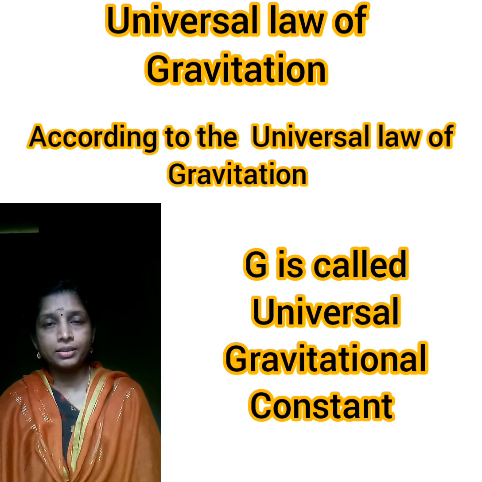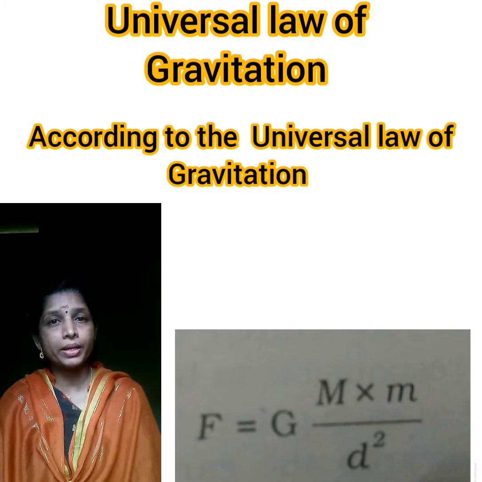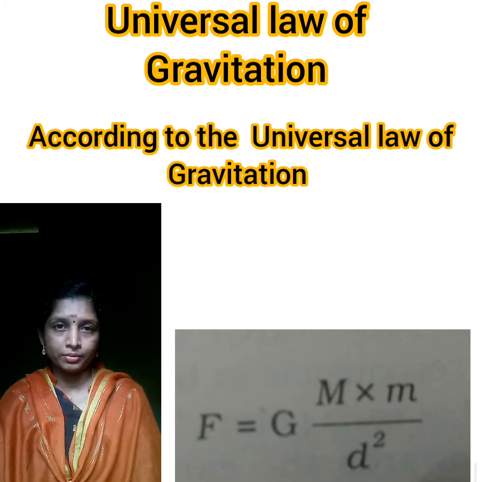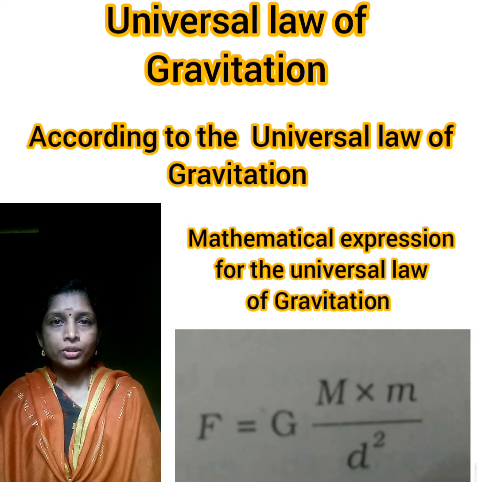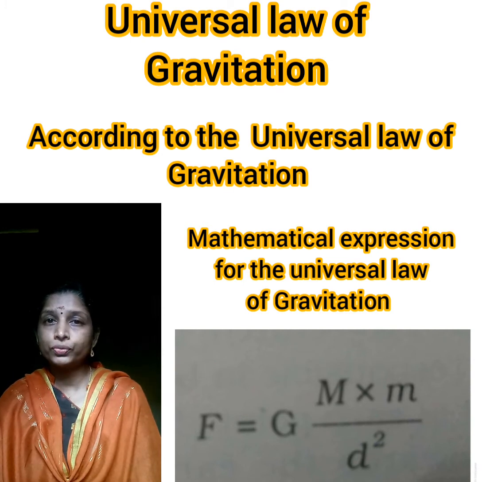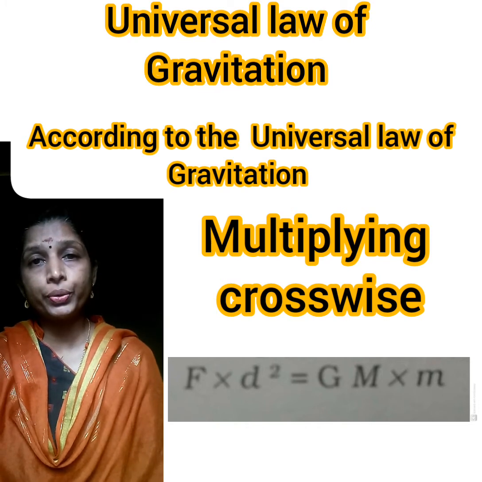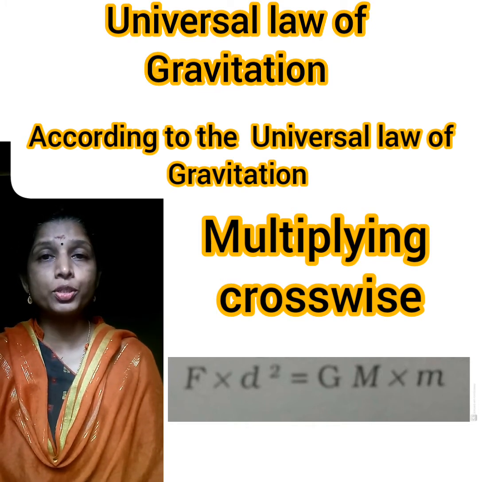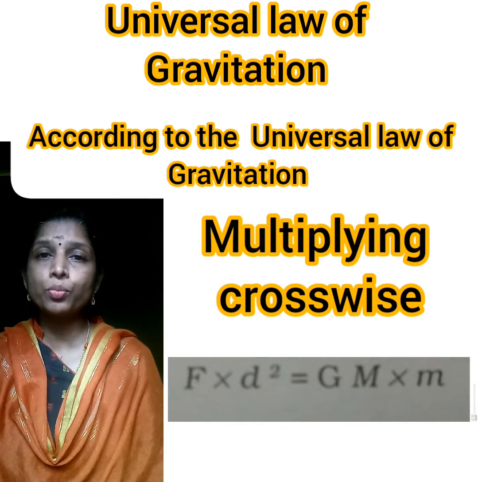So we can write the third equation as F equals G capital M small m by d square. That is F equals capital G capital M small m by d square. So this is the mathematical expression for the universal law of gravitation. By multiplying crosswise we get F into d square equals G capital M small m.